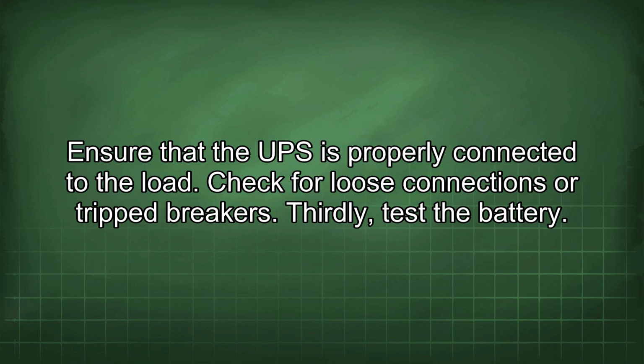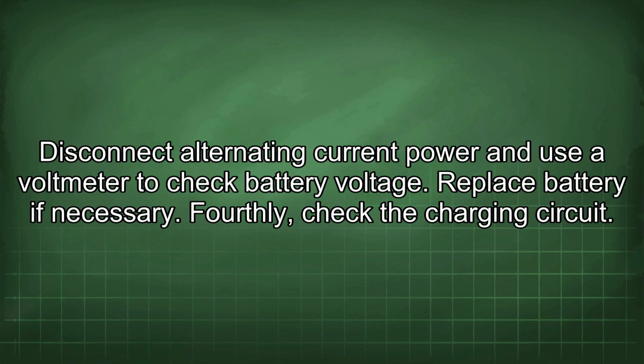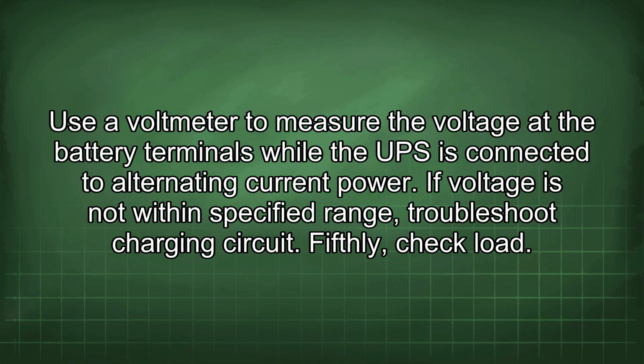Thirdly, test the battery. Disconnect alternating current power and use a voltmeter to check battery voltage. Replace battery if necessary. Fourthly, check the charging circuit. Use a voltmeter to measure the voltage at the battery terminals while the UPS is connected to alternating current power. If voltage is not within specified range, troubleshoot charging circuit.